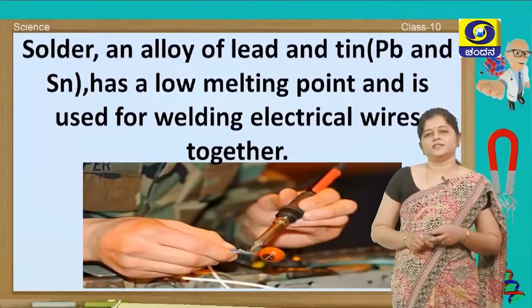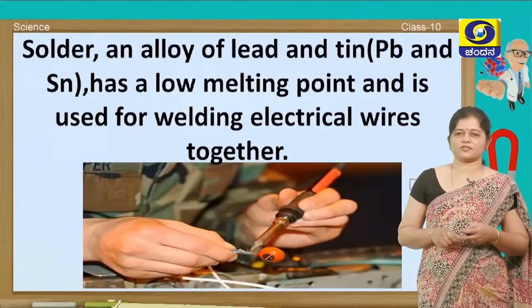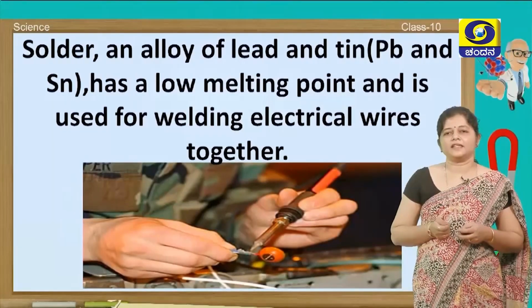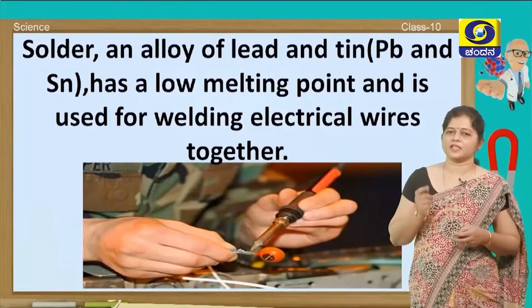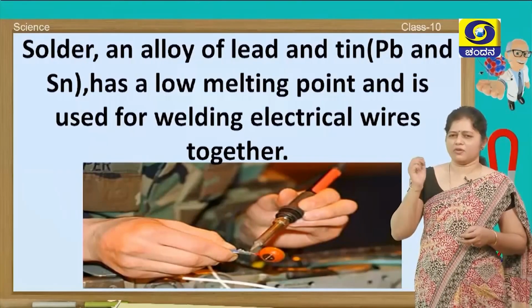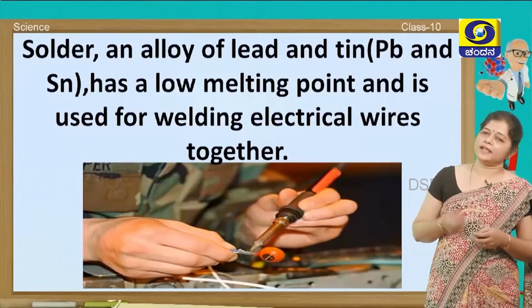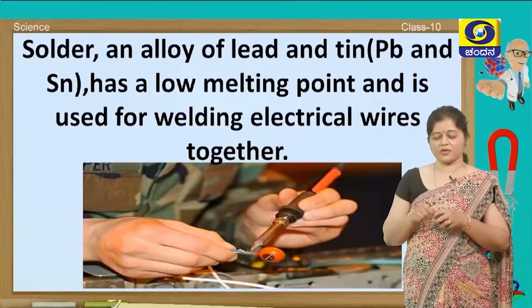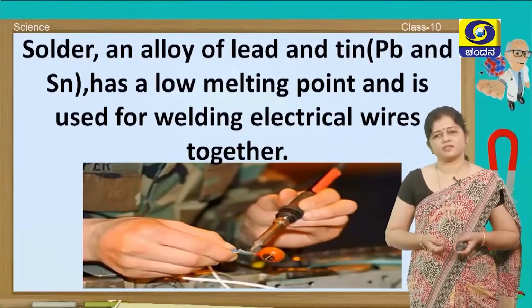And another alloy is solder. All of you have seen soldering. So, it is a mixture of lead and tin, an alloy of lead and tin. It has a very low melting point, and this is used to weld electrical wires together. So, when you have to connect two electrical wires together, they use solder.